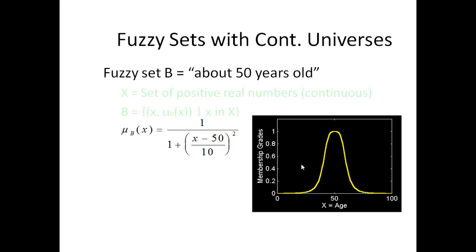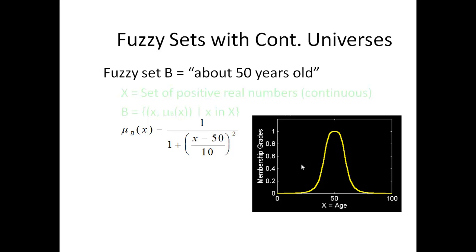Now we will go to fuzzy sets with continuous universe. Fuzzy set B, if it is about 50 years old, then we find the discourse set of positive real numbers which is continuous, because you cannot find the discrete values for the age. Now B is the fuzzy set taking the elements from X with its membership functional values. Then if you define mu of X is equal to 1 divided by 1 plus (X minus 50 divided by 10) squared, as shown in the formula, and since it is defined for set B, you are writing mu of B defined on the elements of the set X.